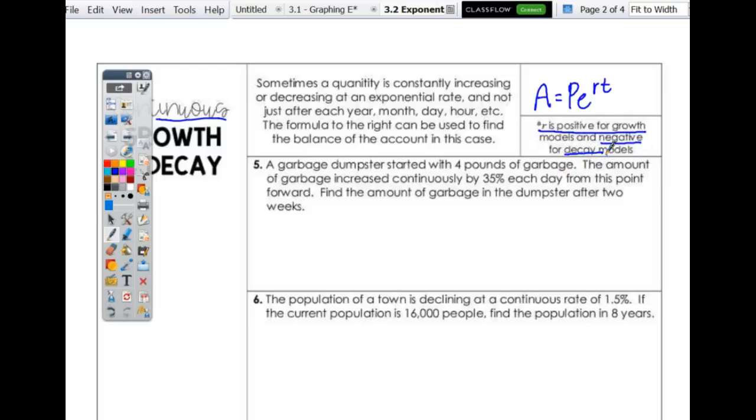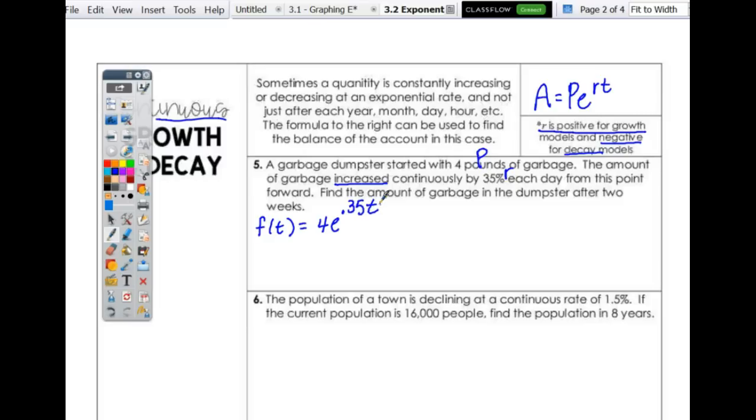So a garbage dumpster started with 4 pounds of garbage. So this is my P. That's my initial amount. The amount of garbage increased. So that means my R is positive. And this is my R, 35%, each day from this point forward. Find the amount of garbage in the dumpster after 2 weeks. So first of all, I want to write the general equation. So my f of t is going to equal P, which is 4, e, and the rate is 0.35 t.